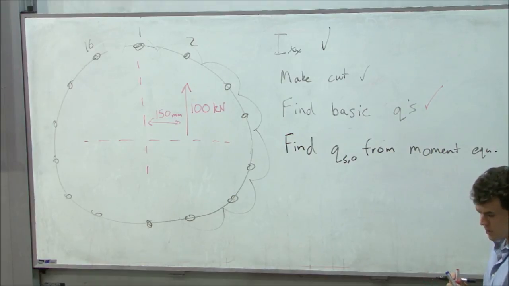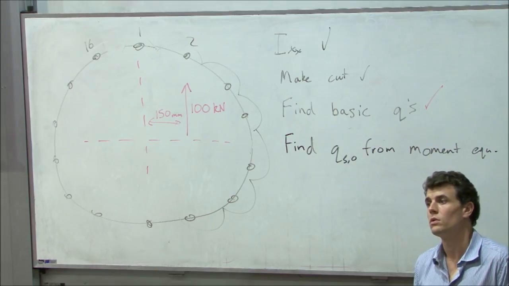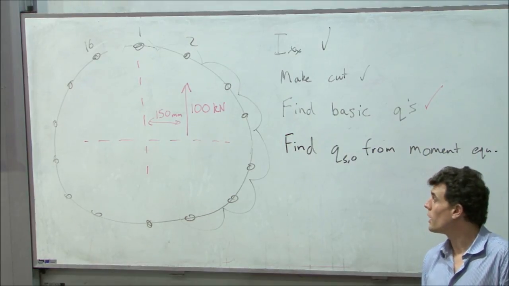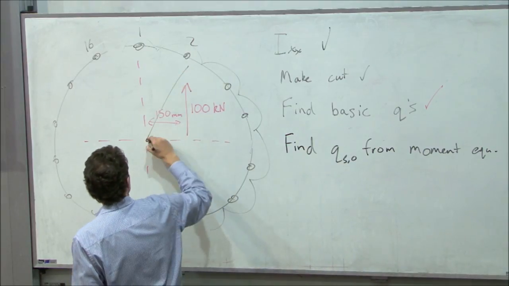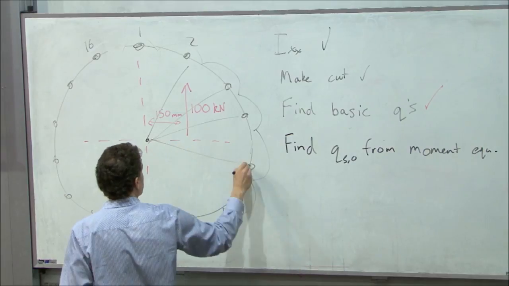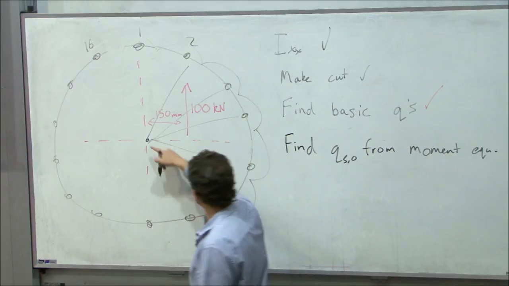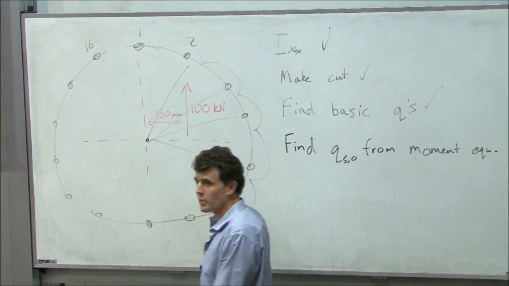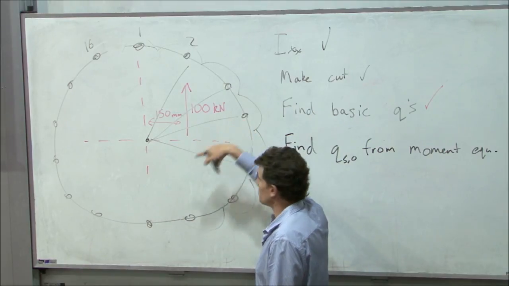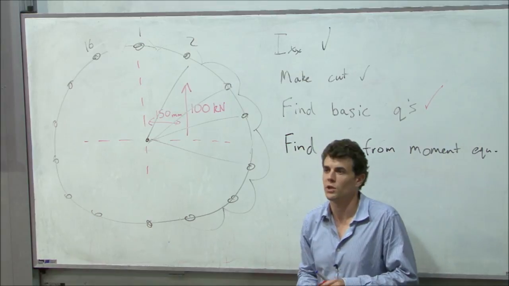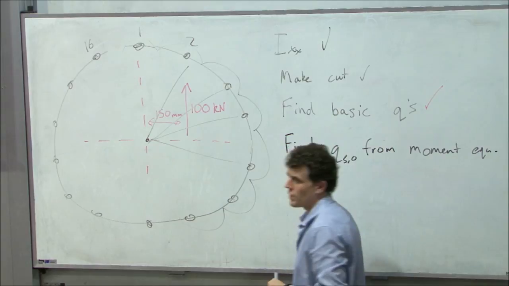Now, where's the best place to take moments for this problem? Right in the center. Okay, because it makes all of our moment arm or our area calculations very simple, because it's always the same distance to every panel. If we took moments about somewhere else, for every single panel we would have to work out the moment arms and the areas, and it'd be very complicated. If we choose the center of a circular problem, all of that drops out.